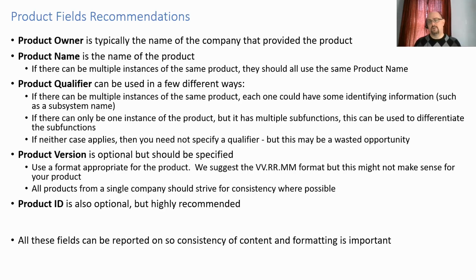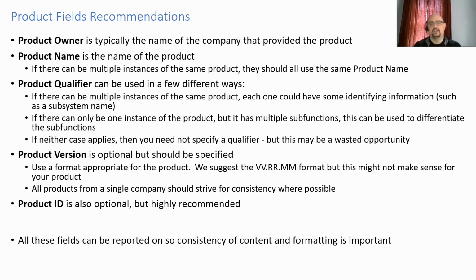If there are multiple instances of the same product, each one could have some identifying information such as the subsystem name. If there's only one instance of the product running, but it maybe has multiple subfunctions, that could be used to differentiate the subfunctions. And if none of the above applies, you actually don't need to specify a qualifier. This field's optional, but there might be a wasted opportunity here. So we'd suggest, be creative.